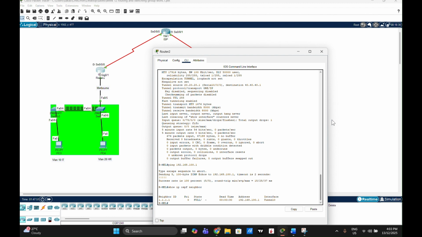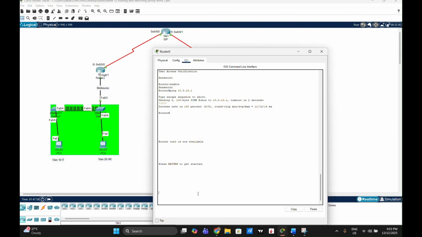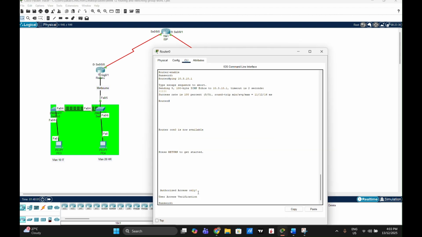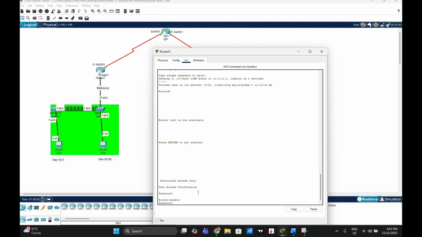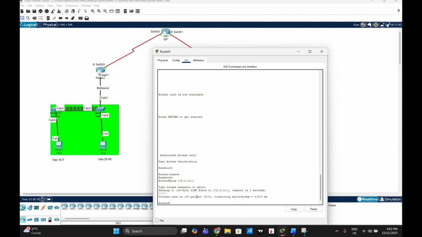Now we will do the end-to-end connectivity test. For this one, let me type on the Sydney router, Cisco, enable. So I will do the ping test on the Sydney router to 172.3.10.1. So here we can see this confirms that the VLANs in Melbourne can communicate with the network in Sydney using OSPF over GRE.